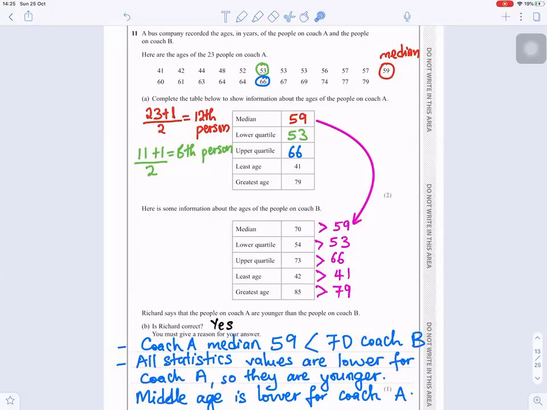Let's look at coach A. The median for coach A is 59, and the median for coach B is 70. 59 is less than 70. So that shows that coach A are younger than coach B. Or you can say all statistics values are lower for coach A, so they are younger, because the median age is smaller.